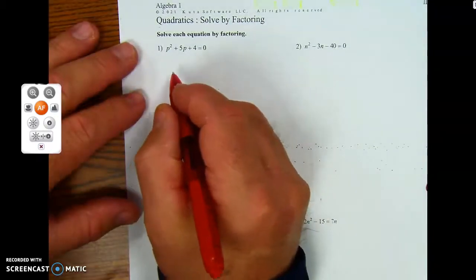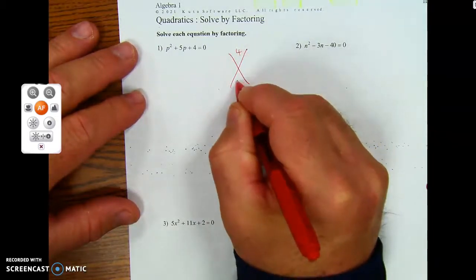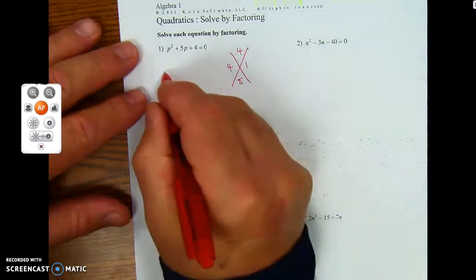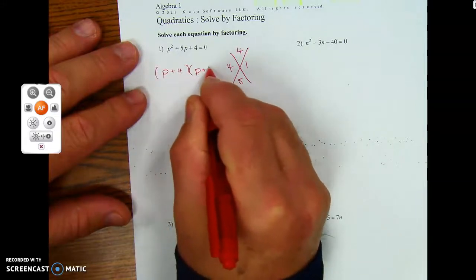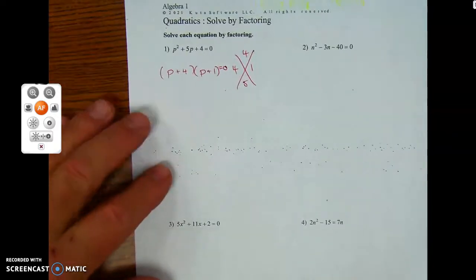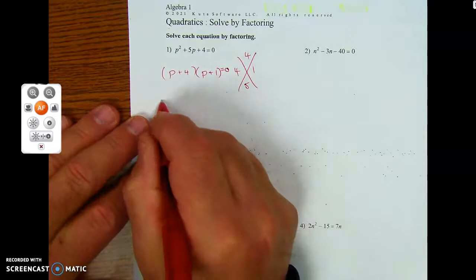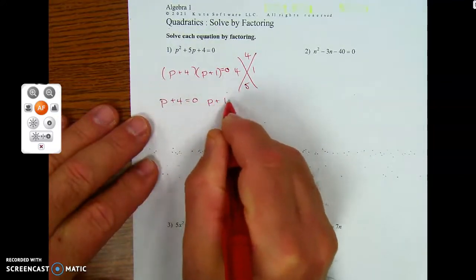All right, magic numbers. 4, 5, which means 4 and 1. Okay? P plus 4 times P plus 1. Please don't forget equals 0. Almost didn't have enough room to write it. Don't forget the equals 0. P plus 4 equals 0. P plus 1 equals 0.